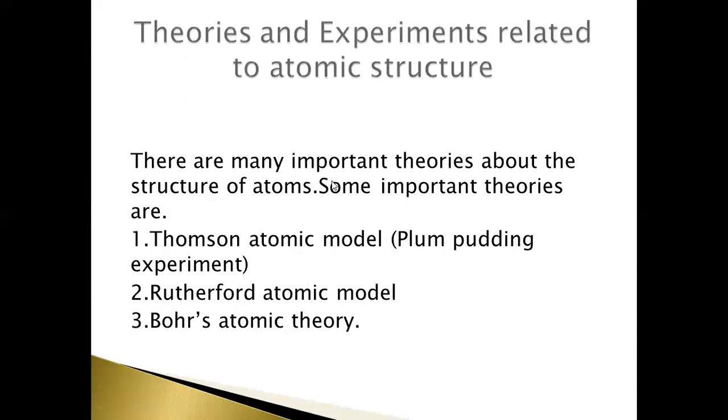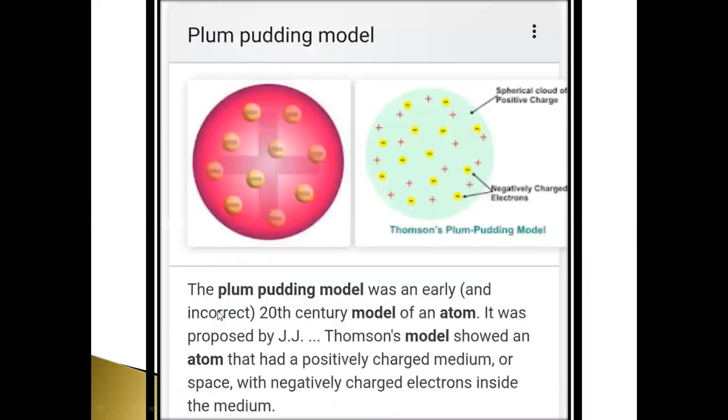As I told you, there are many important theories about the structure of atom, but the most important are the Thomson atomic model, which is also called the plum pudding model, the Rutherford atomic model, and Bohr's atomic model. The first one, the plum pudding model. The plum pudding model was an early and incorrect model because it was rejected by the scientists. That's why it is called incorrect.